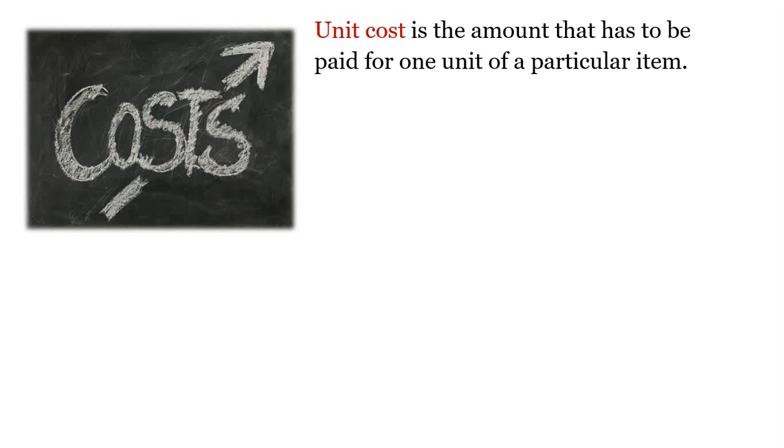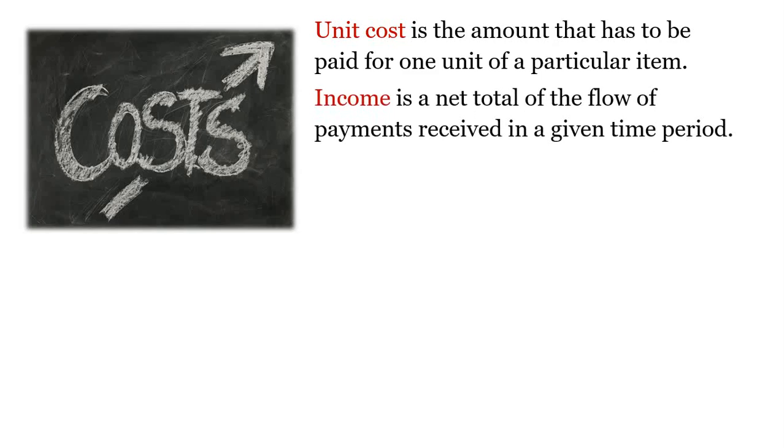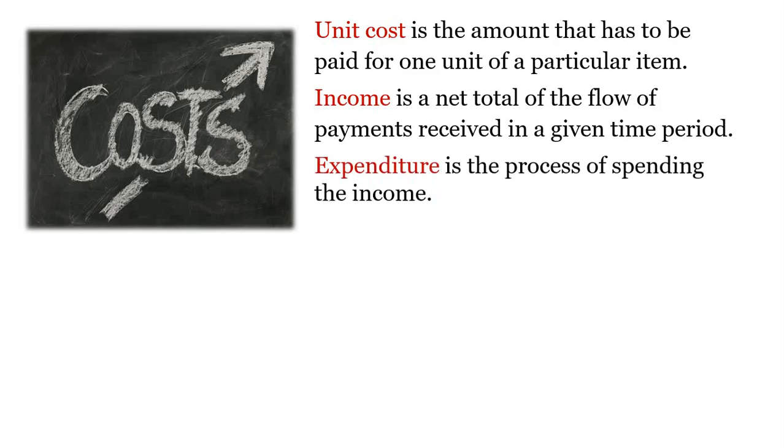And then let us also look at income. Income is the net total of the flow of payments received in a given time period. For example, it can be salary, whereby you get maybe 1 million shillings. That is your income. And then the expenditure is the process of spending the income. What has been spent in buying goods and services is called expenditure.